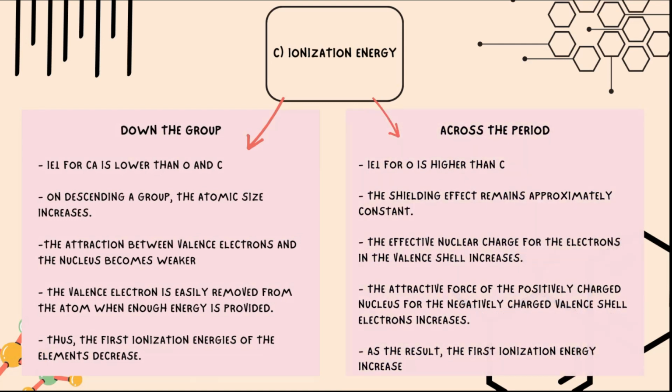For ionization energy, down the group, the first ionization energy for calcium is lower than oxygen and carbon. On descending a group, the atomic size increases. The attraction between valence electron and the nucleus becomes weaker. The valence electron is easily removed from the atom when enough energy is provided. Thus, the first ionization energies of the elements decrease. Across the period, the first ionization energy for oxygen is higher than carbon. The shielding effect remains approximately constant, but the effective nuclear charge for the electrons in the valence shell increases. The attractive force of the positively charged nucleus for the negatively charged valence shell electron increases. As a result, the first ionization energy increases.